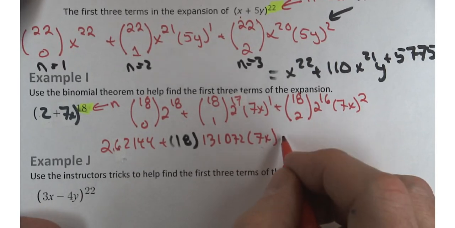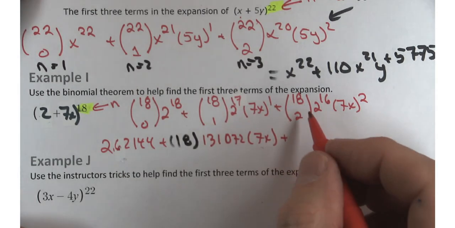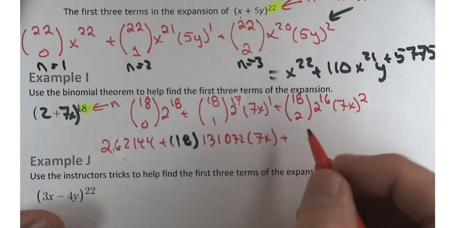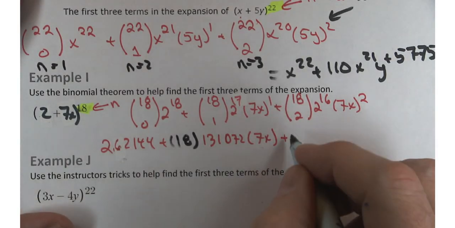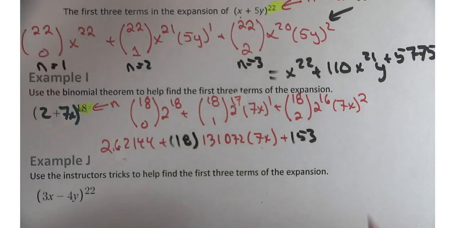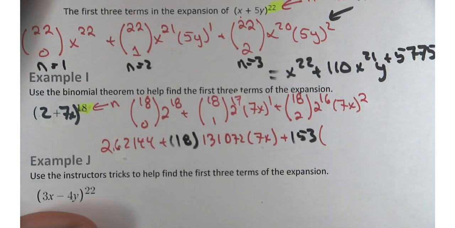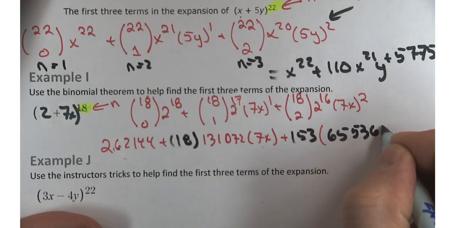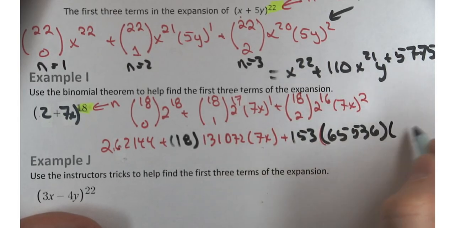And finally, 18 choose 2. Is that 163? Did anyone get that one out? 153? 153, yeah, thank you. So 153 times 2 to the 16th, it's going to be what, 65,536. Yeah, there we go. 65,536, thank you. And then times 49 x squared.